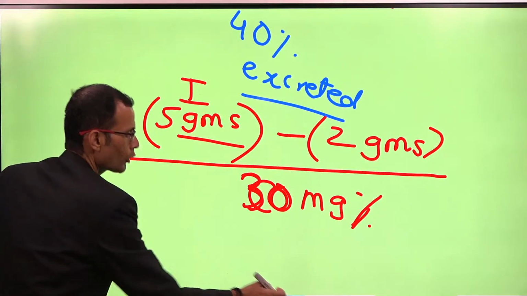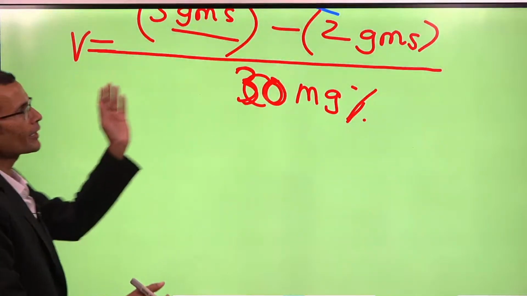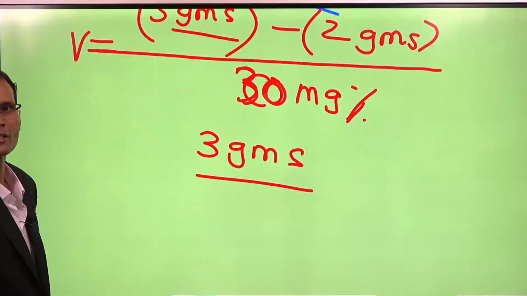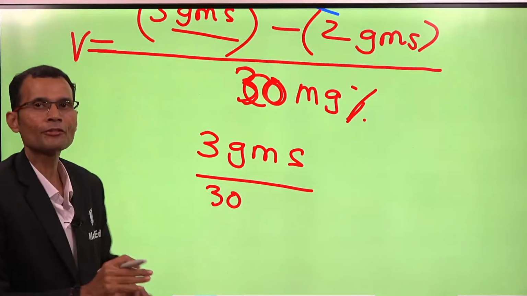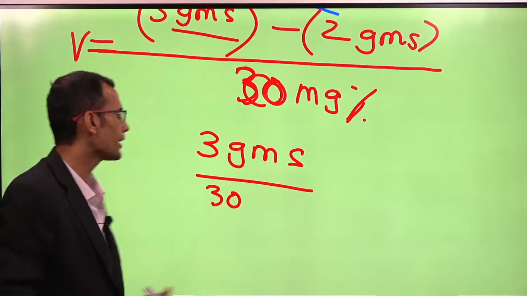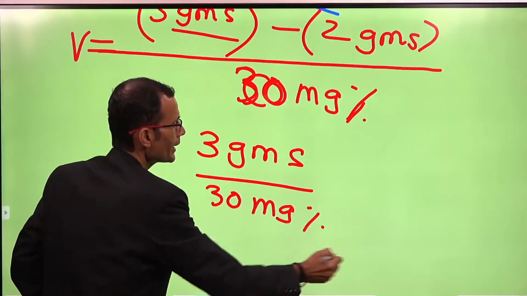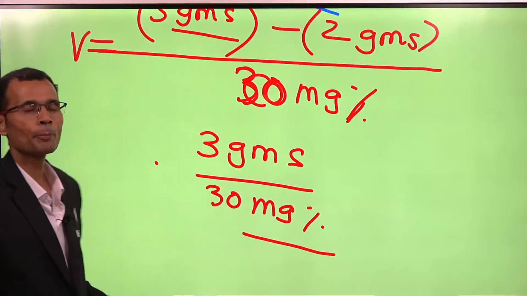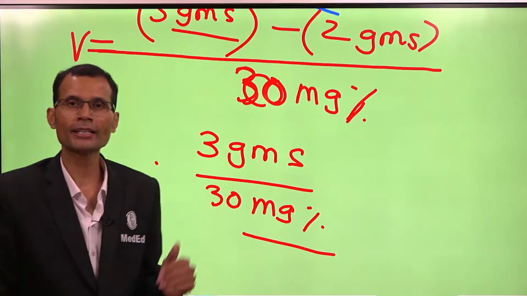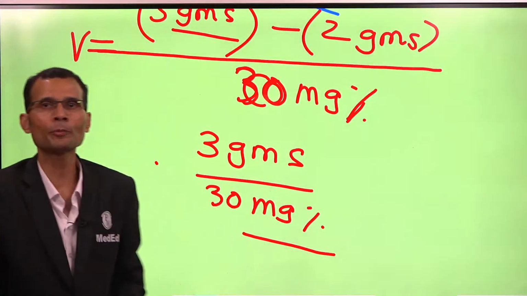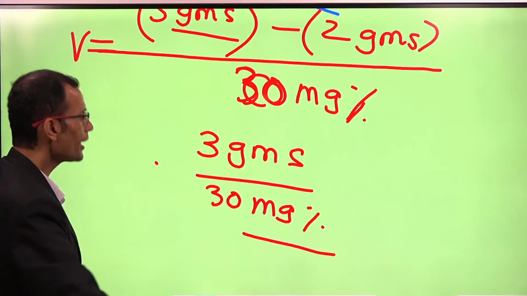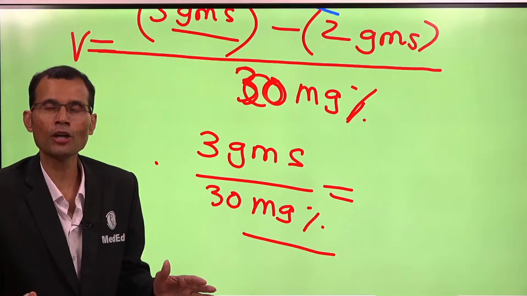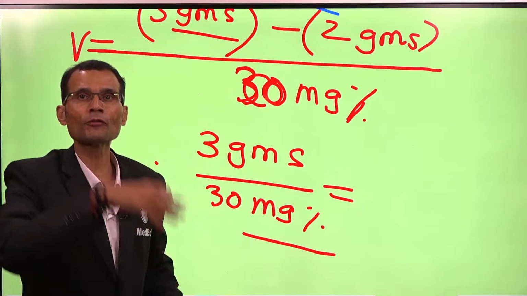Anyways, let's just solve it. 5 grams minus 2 grams, how much? 3 grams. So 3 grams in the numerator. And the concentration of the mannitol after it got completely diluted in the ECF was 30 milligram percent. Now look, 3 grams upon 30 milligram percent. This is where students get stuck, so please try to understand this properly. The numerator is 3 grams of mannitol dissolved in the liters of the body fluid.